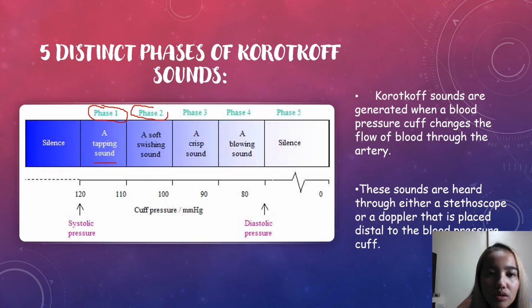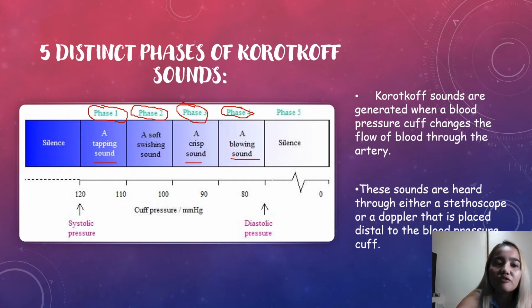And in phase 2, which has a soft swishing sound, these swishing sounds are the blood flowing through blood vessels as the cuff is deflated. In phase 3, which has a crisp thump sound, softer than phase 1, this phase has intense thumping sounds, accordingly softer than phase 1, as the blood flows through the artery while the cuff pressure is still inflated to occlude flow during diastole. The next phase has a blowing sound, a softer, muffled blowing sound that fades.